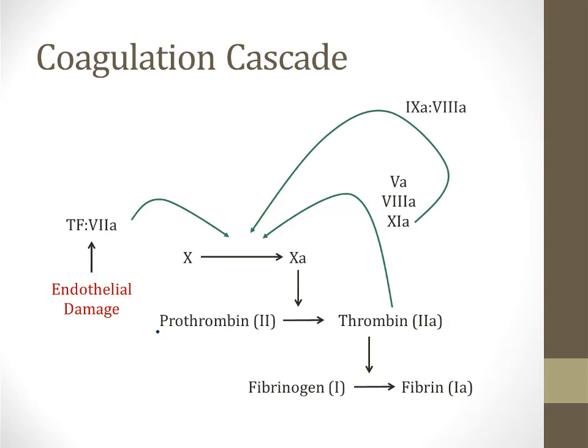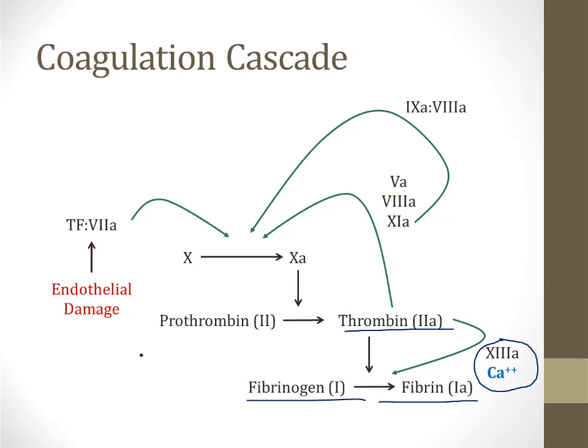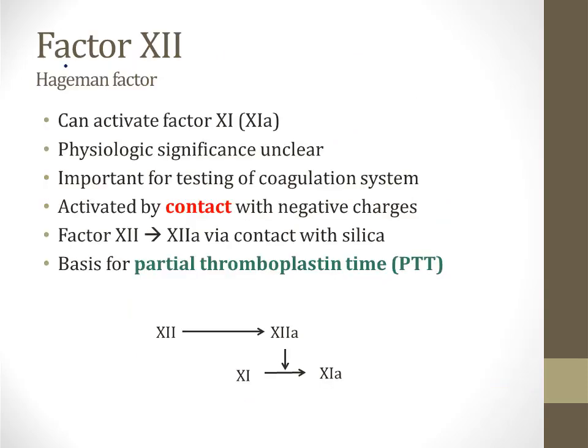So back to our diagram, we can now add in factor 13, which functions right here along with calcium to cross-link fibrin. It is activated by thrombin just like fibrinogen. The last coagulation factor we have to discuss is factor 12. It's also called the Hageman factor, and factor 12 can activate factor 11 to become 11A, just like I've showed you at the bottom of the screen.